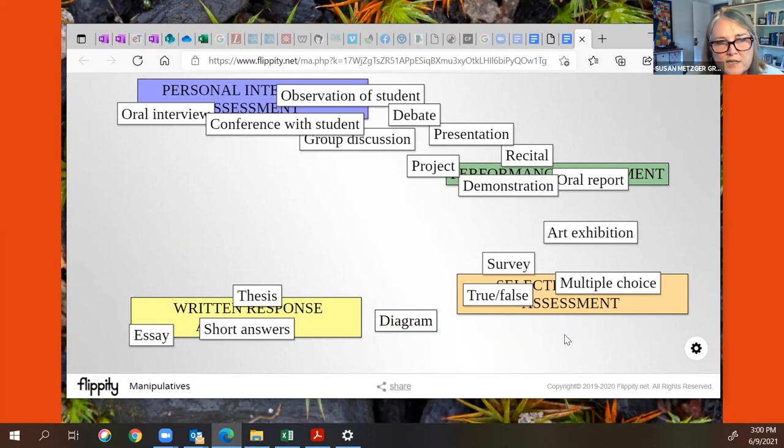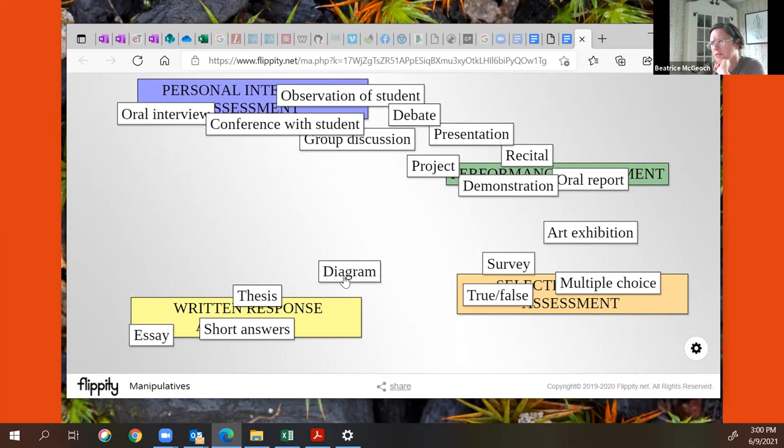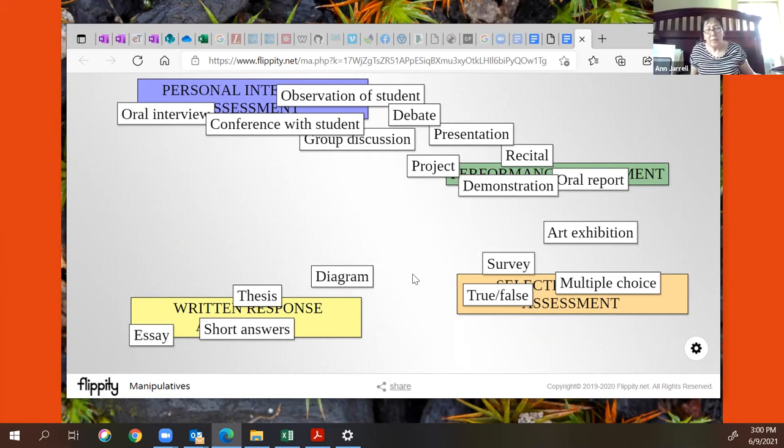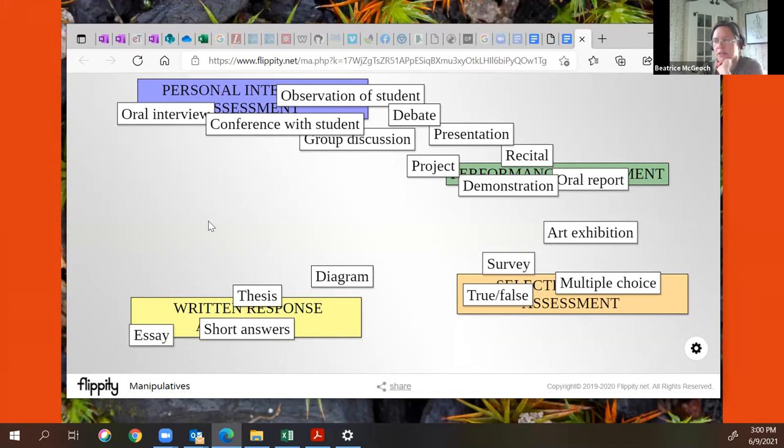You've also got presentation, recital, and project demonstration. You should probably put diagram under performance too. I would put diagram under performance assessment, assuming it's something they have to create that you can look at. About that, I would definitely keep that in written, especially if you're talking about things like, make me a graph with a slope of -1. You know, that's a written response. Okay, it's not words, but it's still.